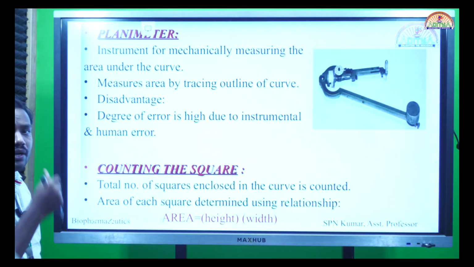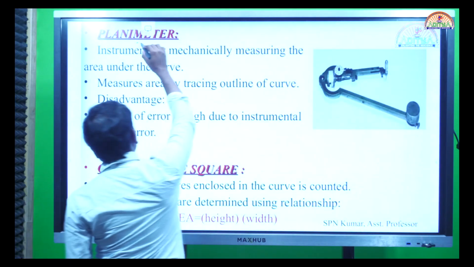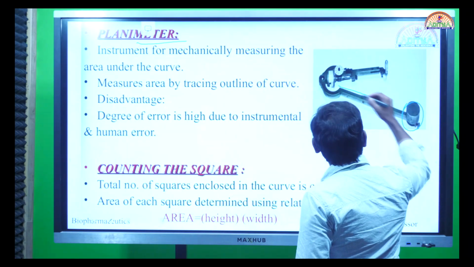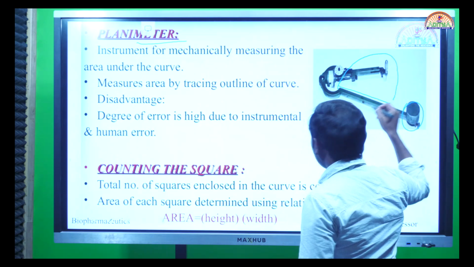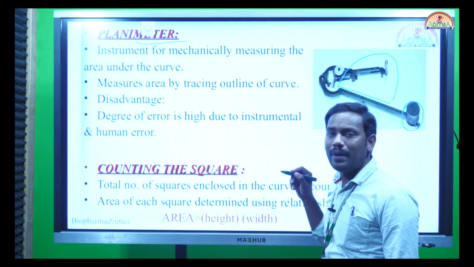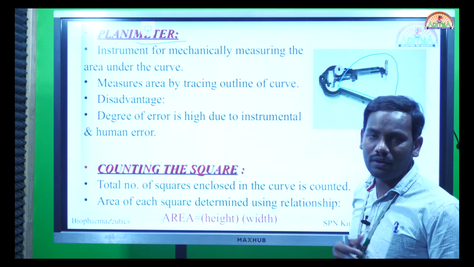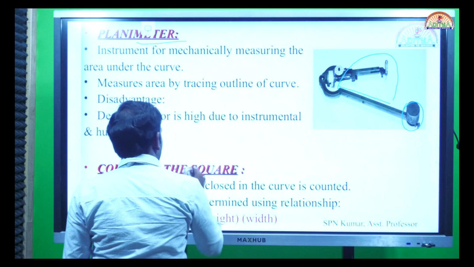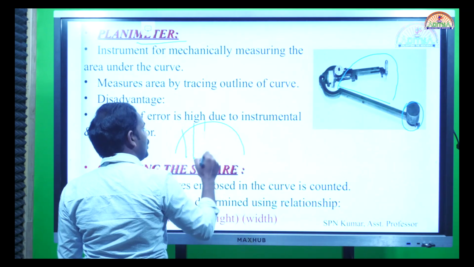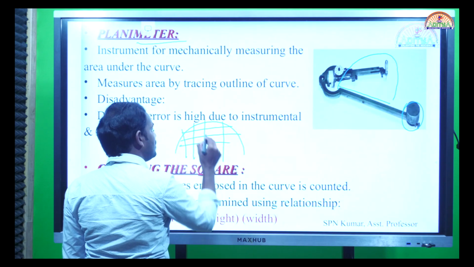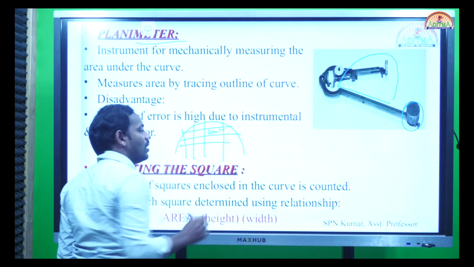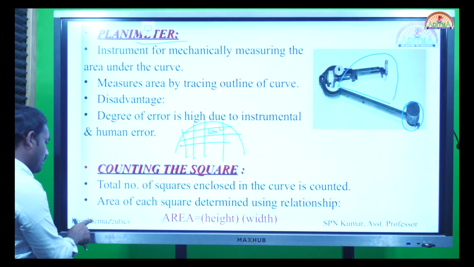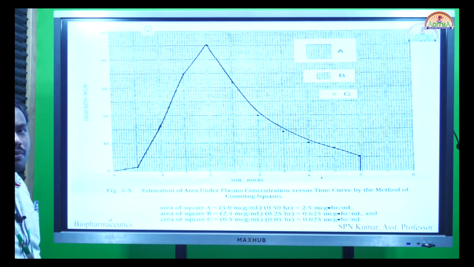We also have one mechanical method called a planimeter, by using which we can plot the curve. This one is fixed onto a paper. Depending on the area, we can plot the area under the curve. This one has a drawback of high chances of human error during operation or handling. Then counting the squares: if you are plotting in a normal Cartesian plot, you can count the number of squares. Since each square is 1 centimeter square, we can count the total number of squares to get the AUC value. That is the counting the square method.